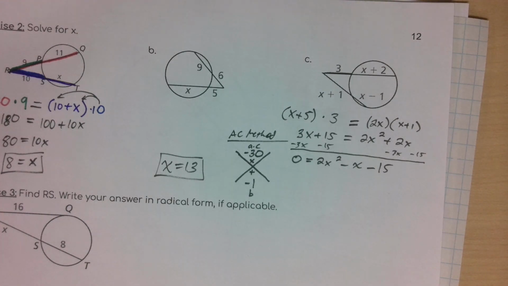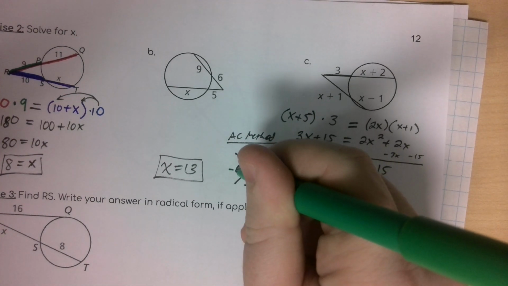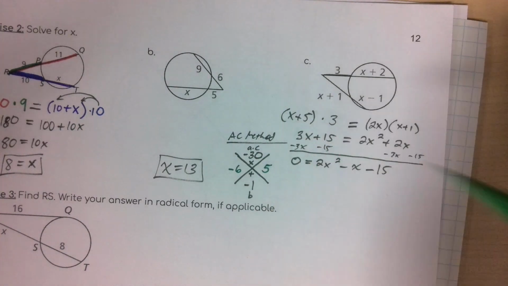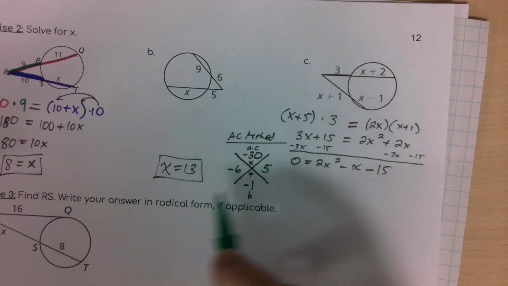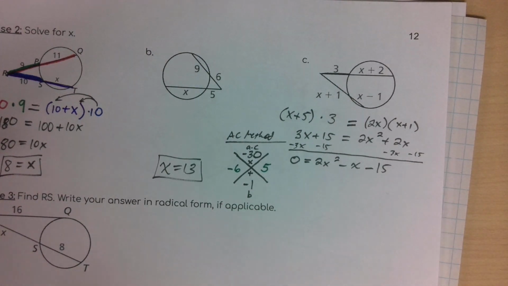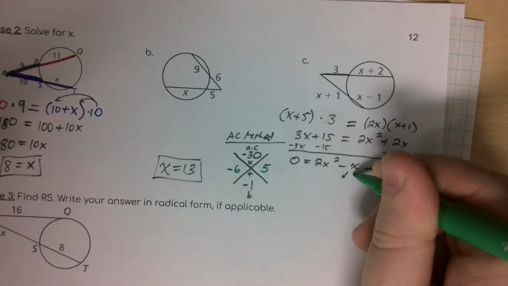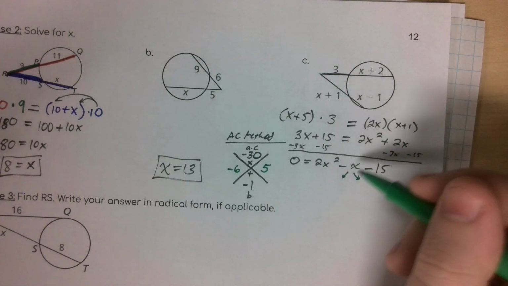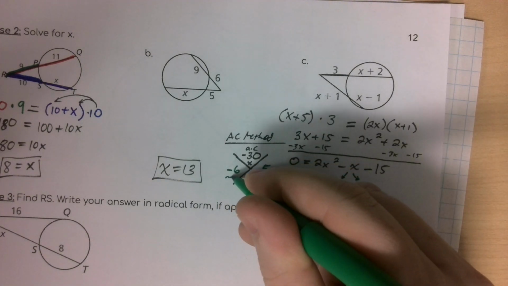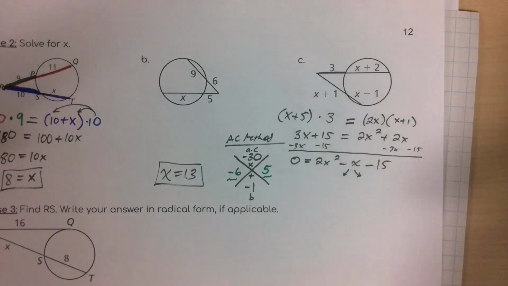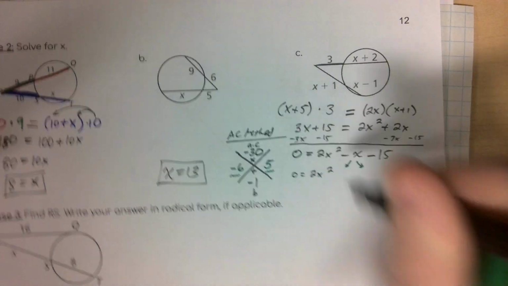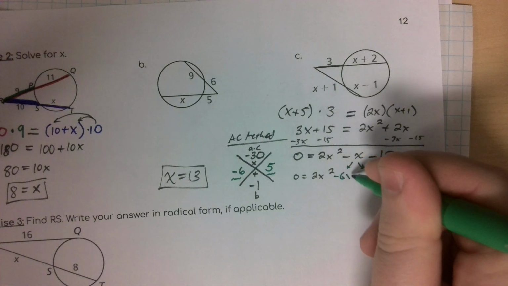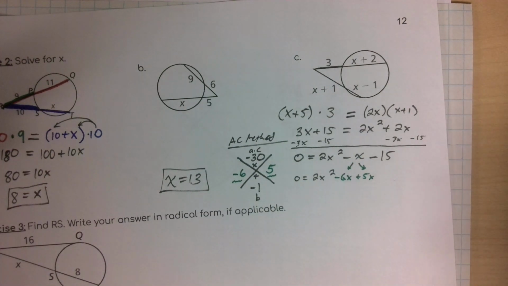The only two numbers that can multiply together to make negative 30, but add to make negative 1, are negative 6 and positive 5. Remember, if your b value is really close to 0, it means your two mystery numbers are close together. So, when we factor this, the second step is always to split your middle term into your two mystery numbers. So when I rewrite this, we'll end up getting 0 equals 2x squared minus 6x plus 5x minus 15.